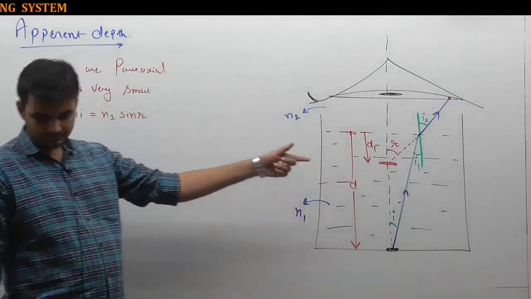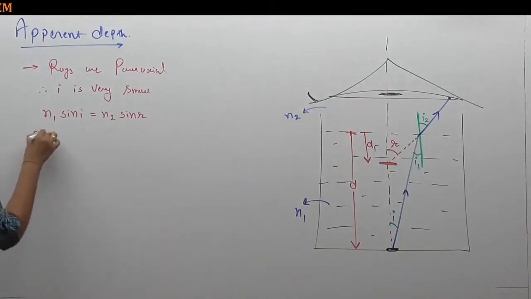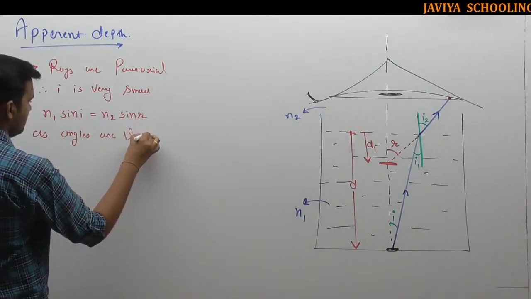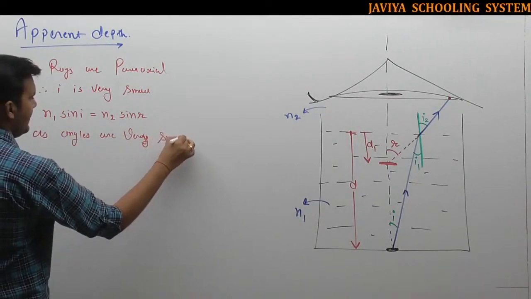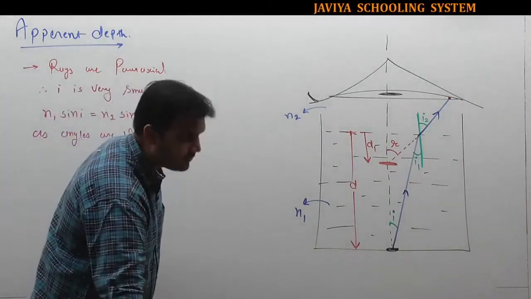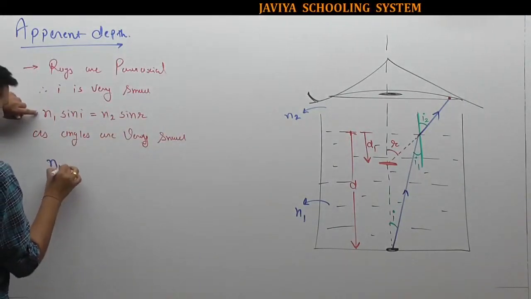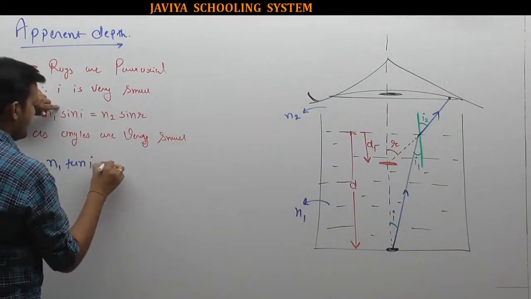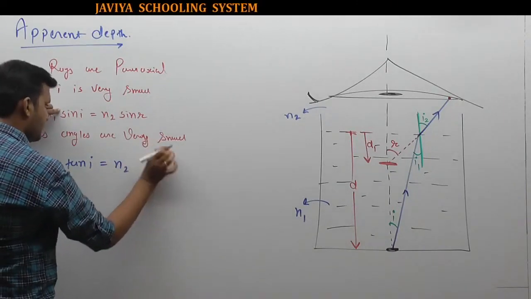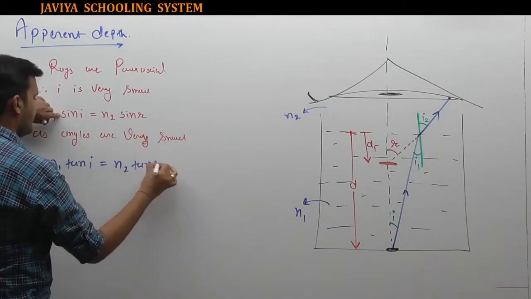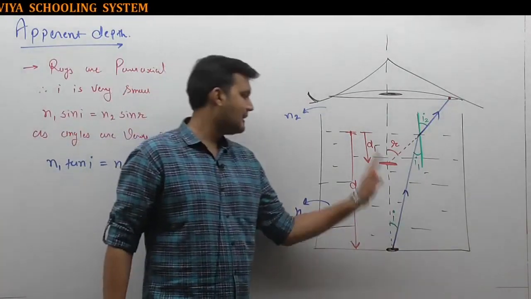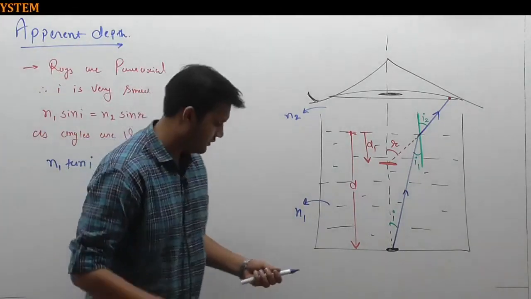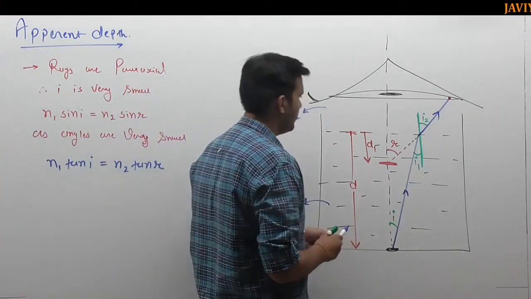As angles are very small, instead of sin I can write tan I, because I is small. And N2 into, instead of sin r I can write tan r. Now let's define tan I and tan r. Clear? And for this I need this distance. Let's take it as x.